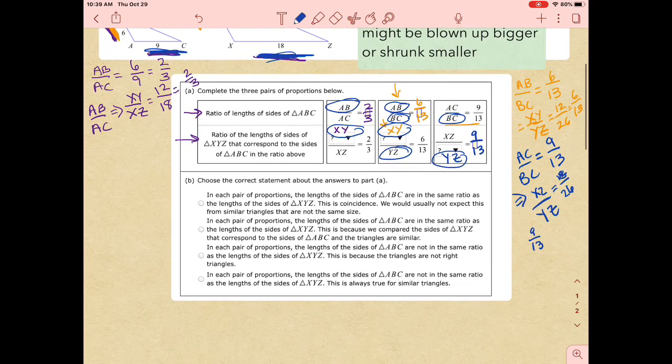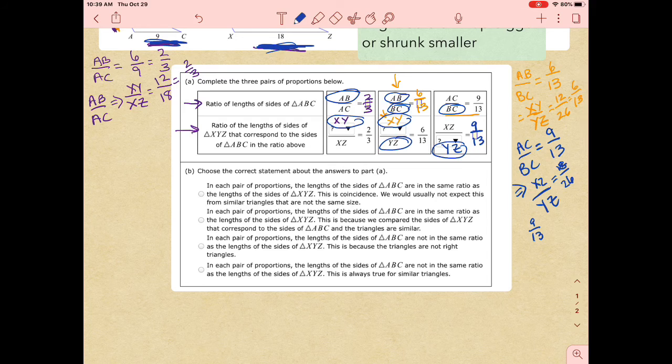If we read the statements in part B here, only one of them is actually true. It says, in each pair of proportions, the lengths of the sides of triangle ABC are in the same ratio as the lengths of the sides of triangle XYZ. That's true, but it is not a coincidence. This is because we compared the sides of triangle XYZ that correspond to the sides of ABC, and they are similar.